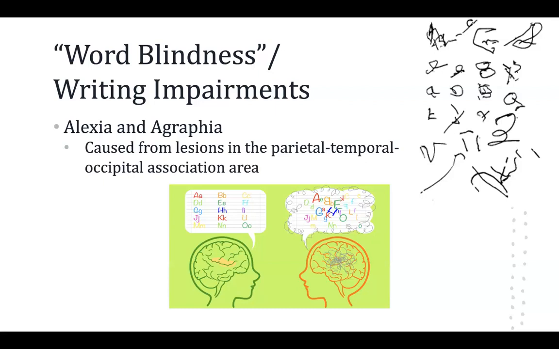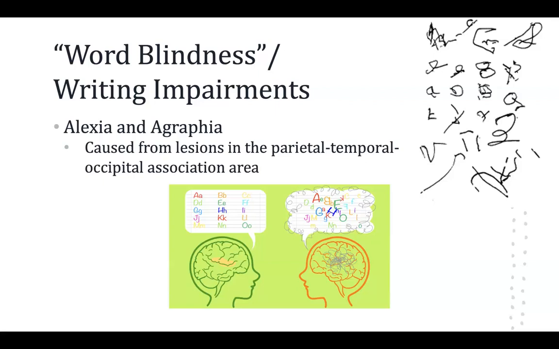There's also agraphia, which is an acquired neurological disorder that causes a loss in the ability to communicate through writing. This could be due to some form of motor dysfunction or an inability to spell. With agraphia, it's the loss of ability to write, whereas aphasia usually refers to the loss of ability to speak.